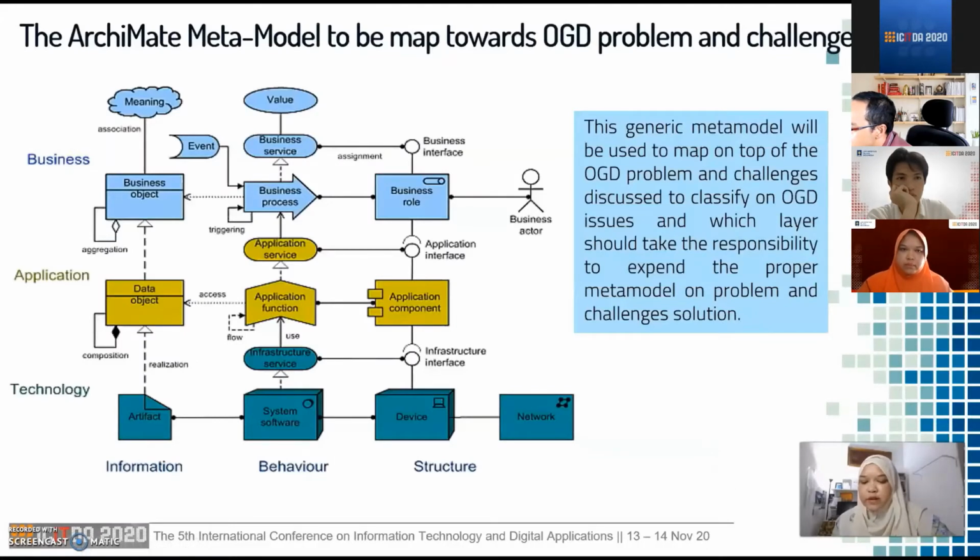We decided to use this Archimate Metamodel to be mapped towards open government data problems and challenges. This Archimate Metamodel is currently adopted by the Open Group, interconnecting the business, application and technology in a top-down view of the actors. The reason we chose this metamodel is that it builds an easy and understandable model which will help the existing and develop the new flow of integration of organizational functional processes. The open government data problems and challenges classified will be mapped accordingly to the responsibility layer towards extending the detailed metamodel in future.